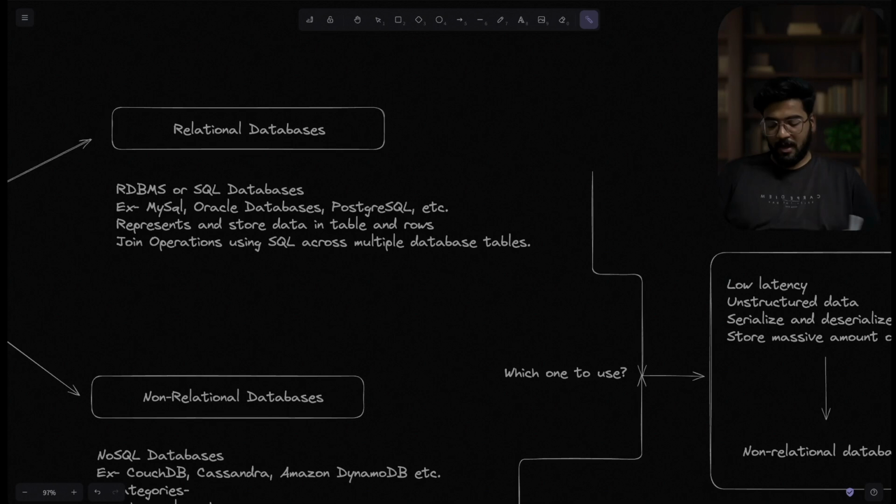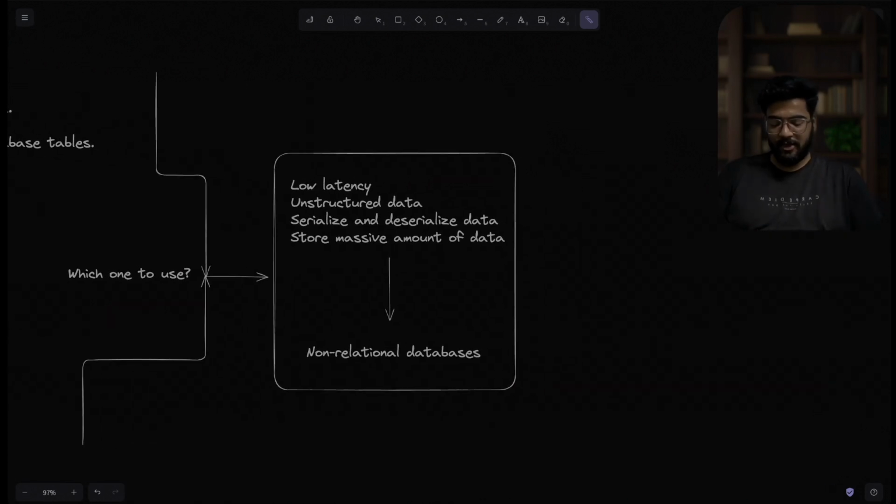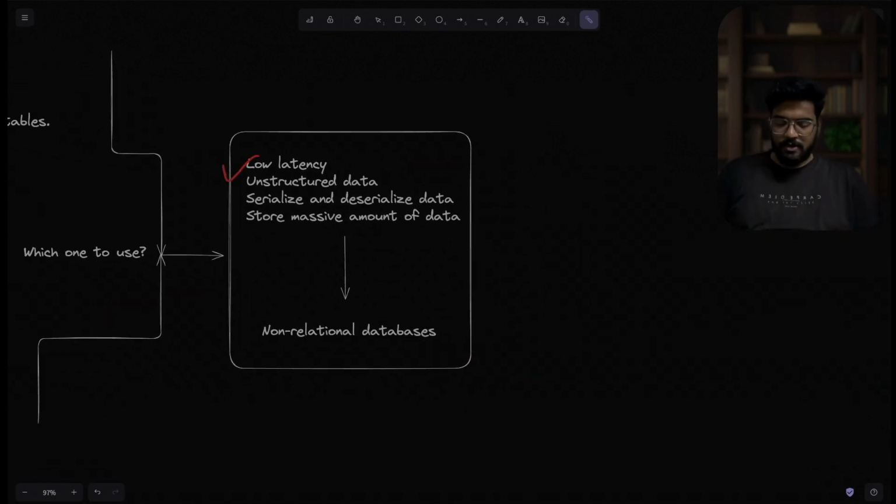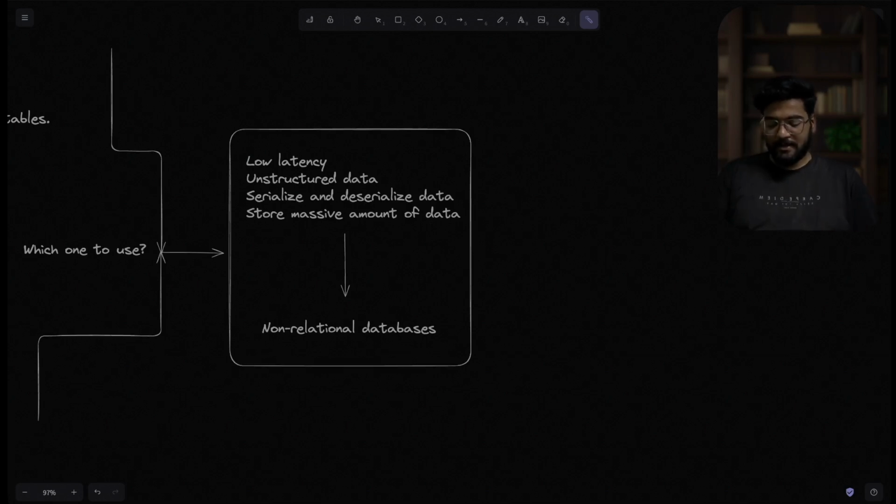Now, when to use non-relational databases? There are different factors you can consider. First is low latency. If your application needs super low latency, you can go with non-relational databases. Or your data is unstructured, unlike relational databases where you need common keys between different tables so that you can have join operations. If you don't have that, you can use these. Or you need to serialize and deserialize data.